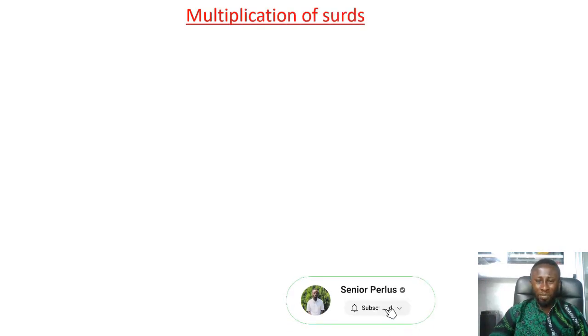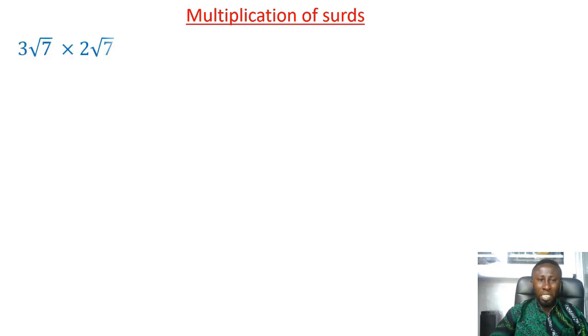Multiplication of surds. That's the next arithmetic operation on surds. So you are going to do multiplication of surds. With the multiplication, 3 root 7 times 2 root 7, what should we do here? We will still go back to our algebra in the basic school.